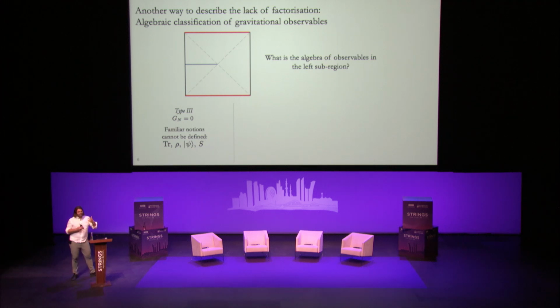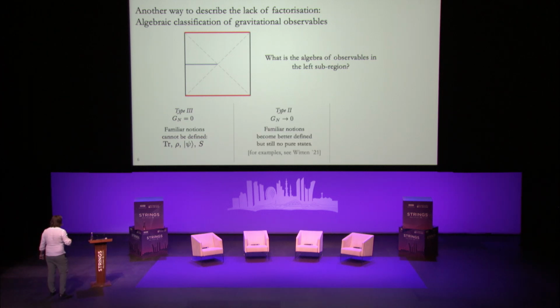Well, there's three levels of approximation that we can make. The first is if we turn off G Newton completely. In this case, we just have the matter, the QFT, on a black hole background. And it's known that if I take some subregion of a quantum field theory, the algebra of observables is a type 3 von Neumann algebra. And familiar notions that we're usually used to in quantum mechanics are not well defined. Density matrices, traces, pure states, entropies, nothing like that is well defined.